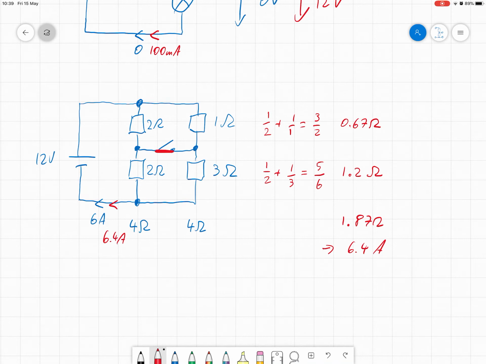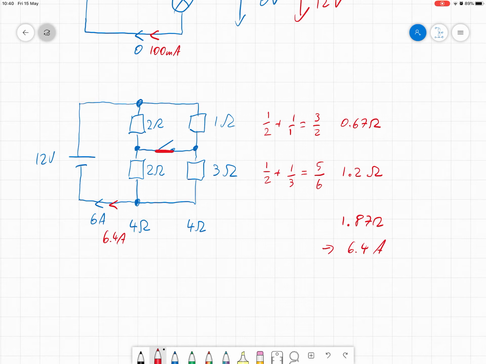That is because we have closed that switch, we have opened up another path for current to flow in the circuit, and therefore we've made it easier for current to flow through the circuit. So it is logical that we see an increase in current through the battery, an increase in power flowing through the circuit.